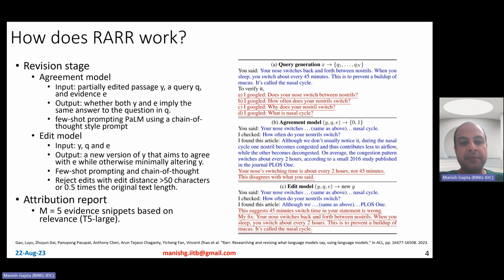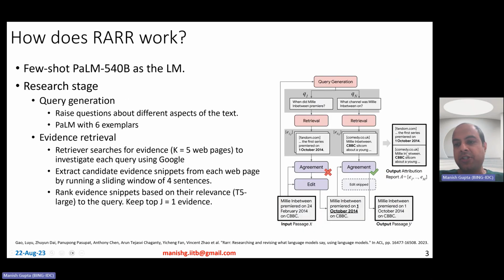Minimally altering Y. Again, they use few shot prompting with chain of thought. And while doing the edit, sometimes weird edits can happen. Therefore, they reject edits with edit distance greater than 50 characters compared to the original text length.